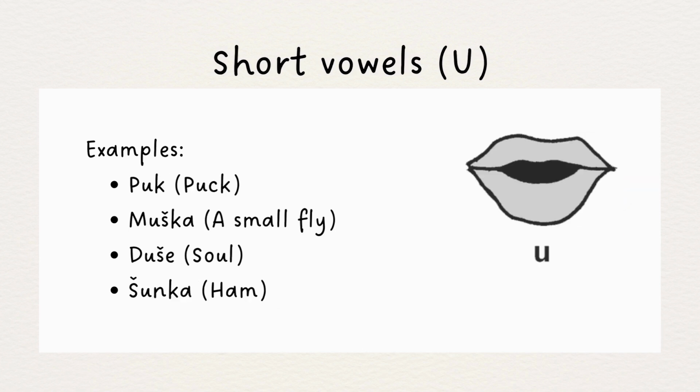The last short vowel we have to learn is U. It's another round vowel, so don't forget to round your lips. It's pronounced similarly to I, with only a slightly open mouth and in the front of our mouth. Try to say it. U.